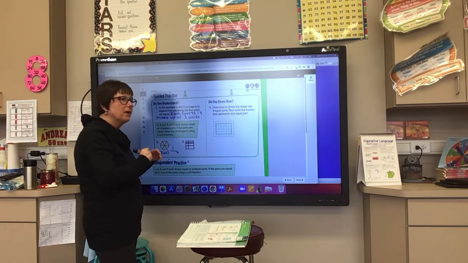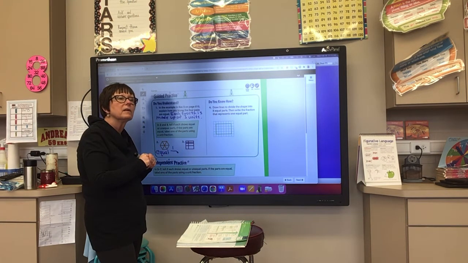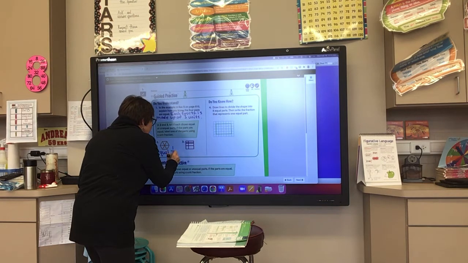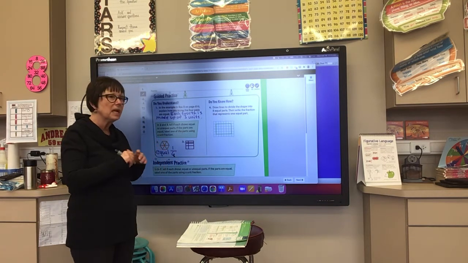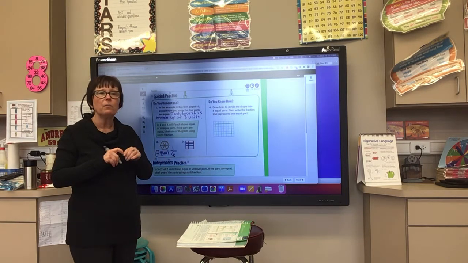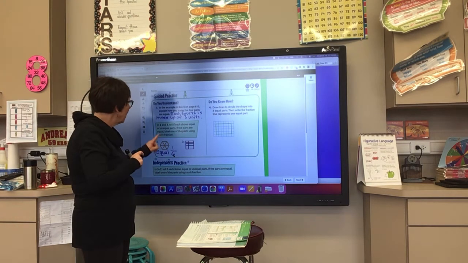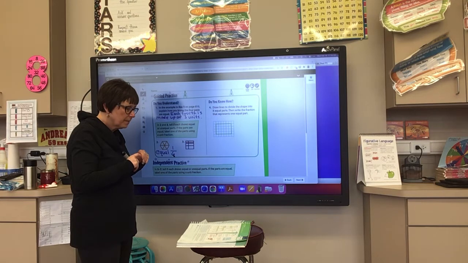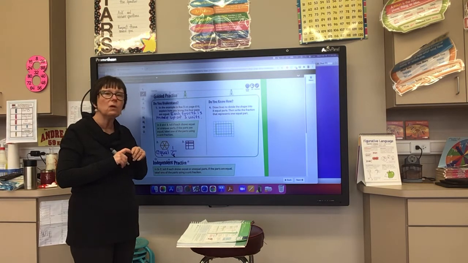How many parts are there? Count the parts. What is it? 6. So what is our fraction? 1/6. Now, look at our parts here. Number 3, please. Lance, are these equal or unequal?